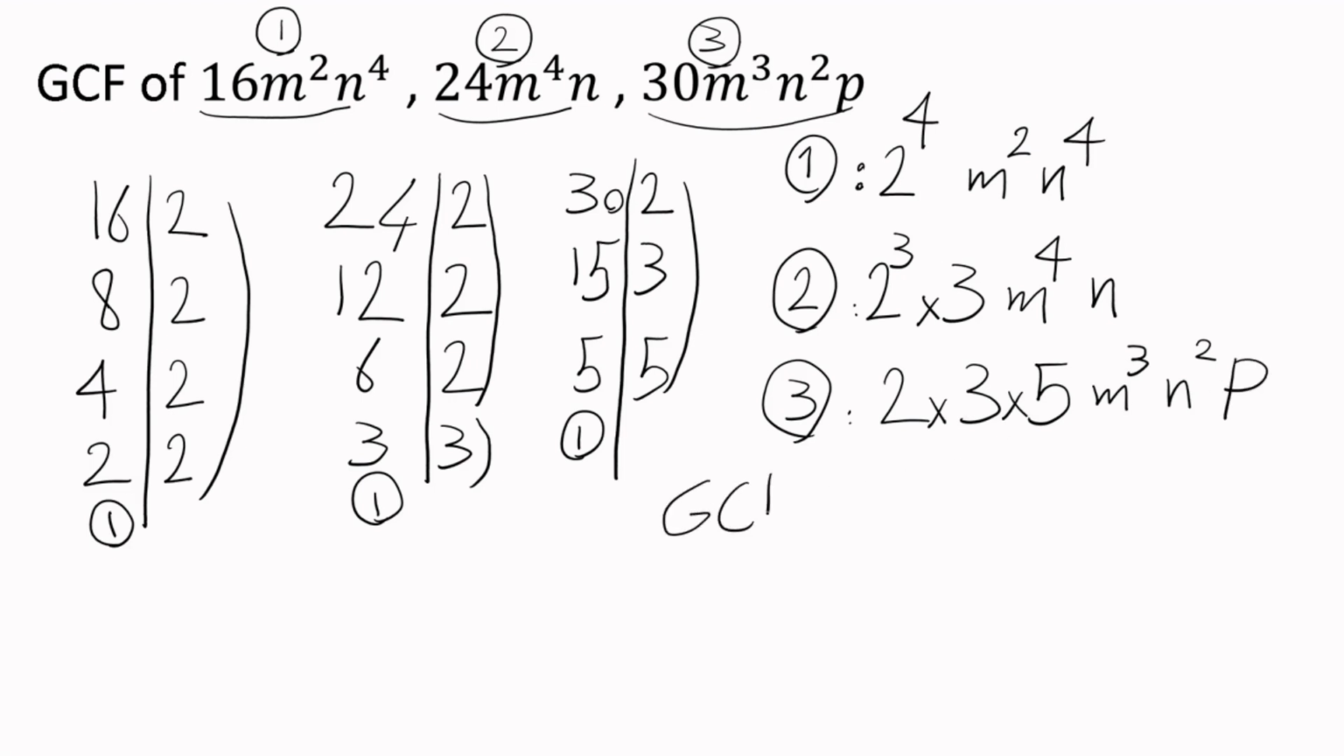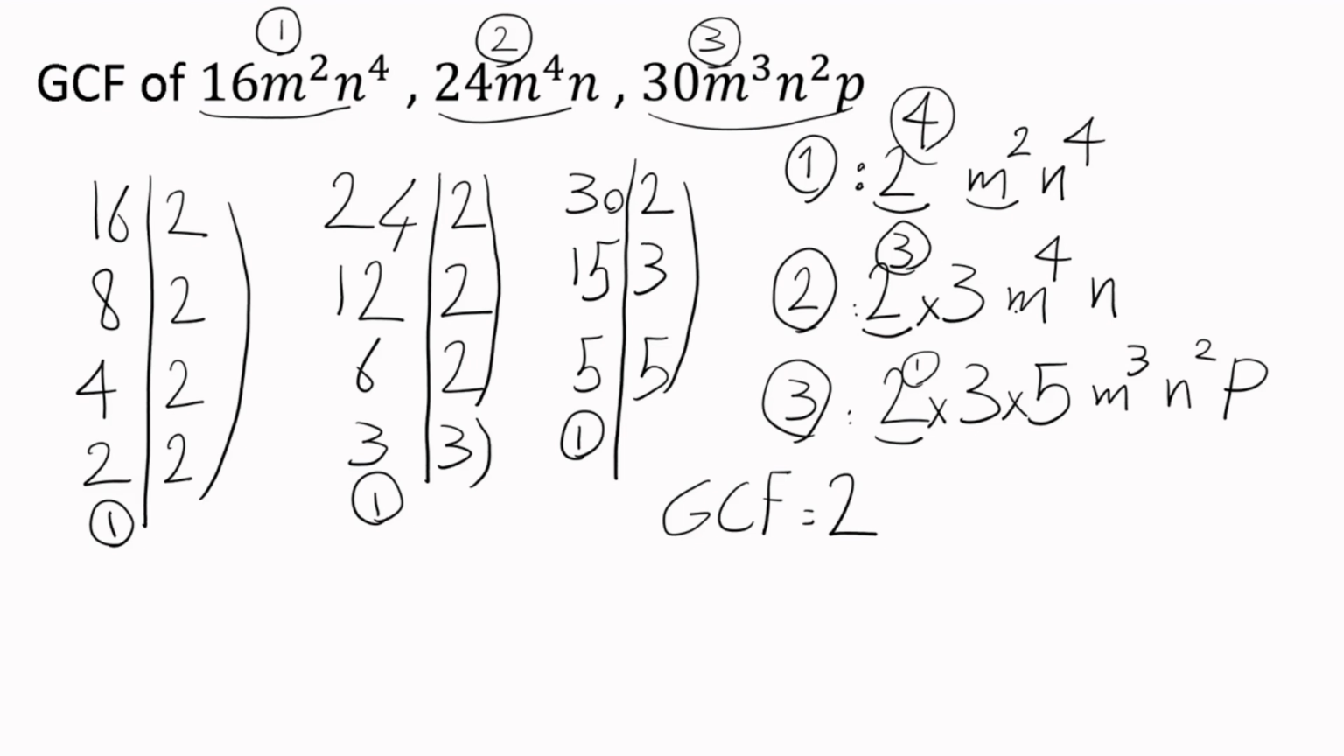So GCF is equal to, look, 2 is common between first one, second one, and third one. So 2 is common between all of them. Now we can consider that. With which power? With the least power. Here the power of 2 is 4. Here the power of 2 is 3. Here the power of 2 is 1. So least power is 1. Here we do not have any 3, but here we have 3 and here we have 3 as well. But it is not common between all of them because we do not have it in the first term. So we should not consider that. Here we have 5, but in other terms we do not have 5. So we should not consider that.